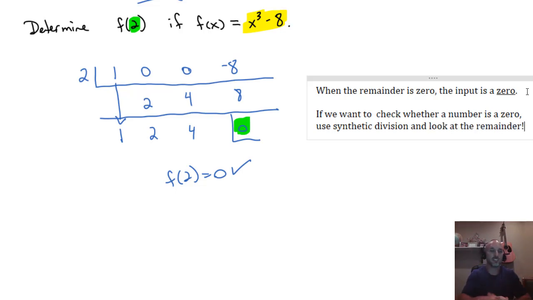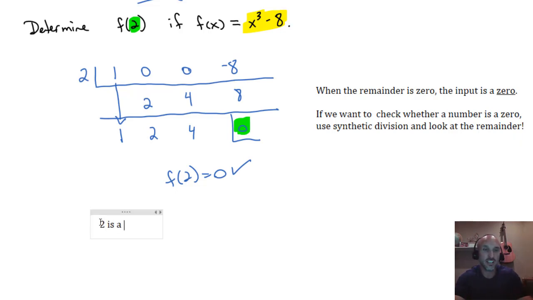Okay, so two things in this video. We see how to evaluate a polynomial with synthetic division. In other words, we know how to get the output of a polynomial function with synthetic division. Furthermore, if that remainder, that output, is 0, then the original number is a 0. So in this case, we say that 2 is a 0 of x cubed minus 8. All right? So it's a handy way to check for zeros as well.